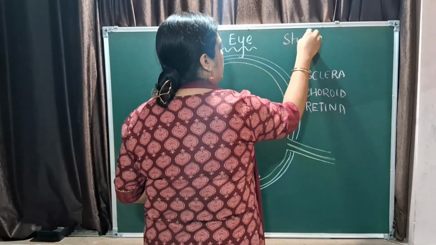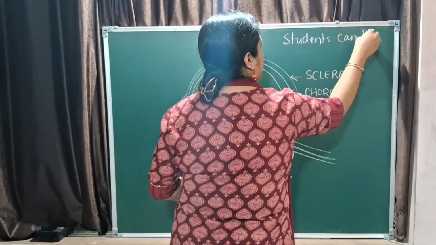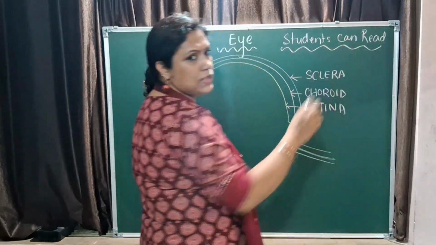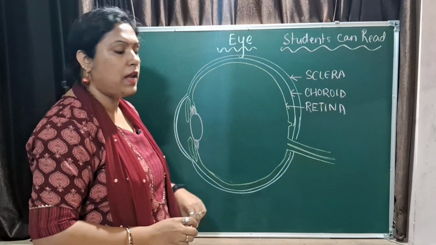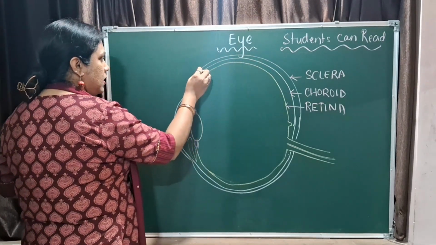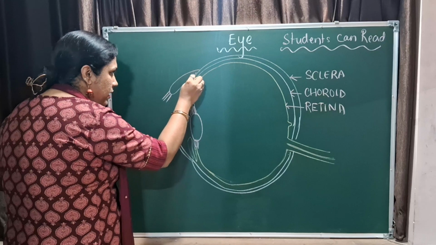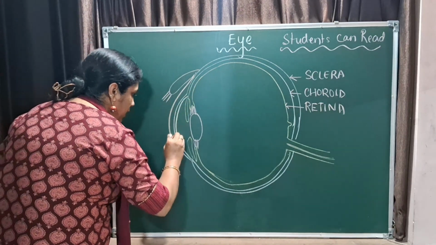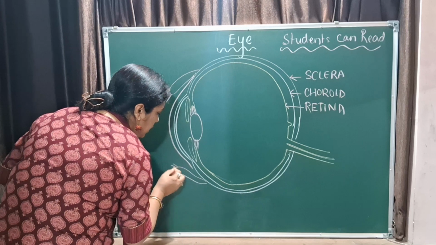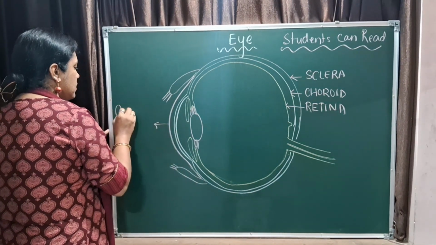Students can read: sclera, choroid and retina. Now as the sclera comes here, there is your eyelid present. There is a thin layer present just beneath your eyelid. This is the conjunctiva.